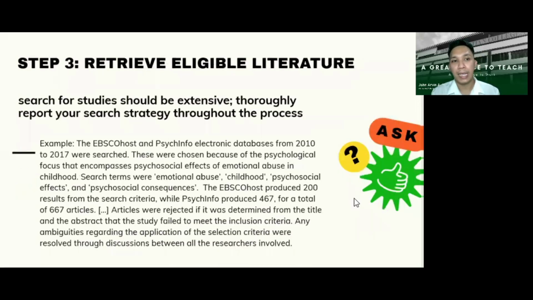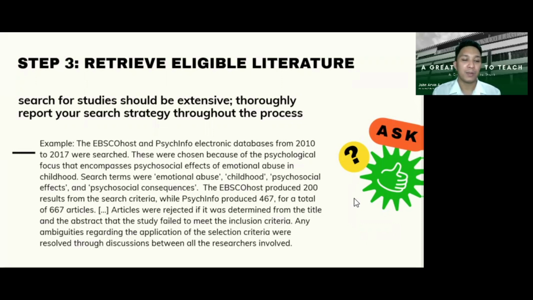Now let's proceed with the third step. Okay, we have to retrieve eligible literature. You have to search for studies extensively and thoroughly report your research strategy throughout the process. Okay, we have to search for literature from articles such as scholarly journals and other books that are being used by most researchers across the world.